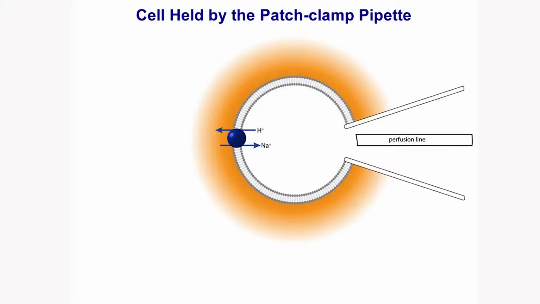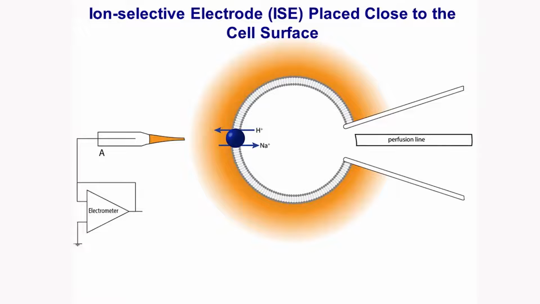The sodium-hydrogen exchanger generates a gradient of protons in close proximity to the plasma membrane, indicated here as an orange ring. This gradient of protons across the cell membrane is measured by whole cell patch clamp recording combined with a technique that uses a proton-selective microelectrode.